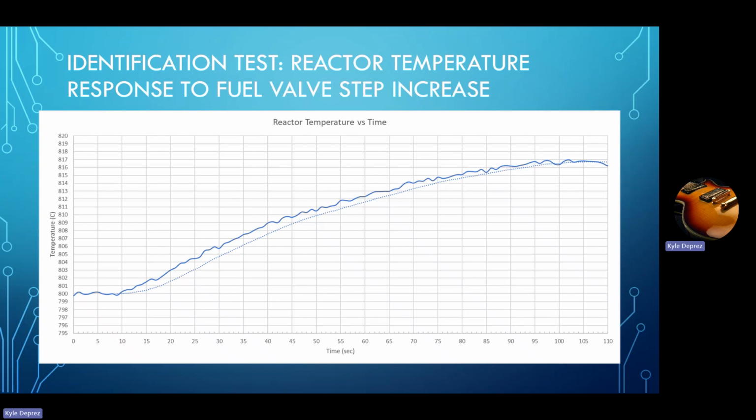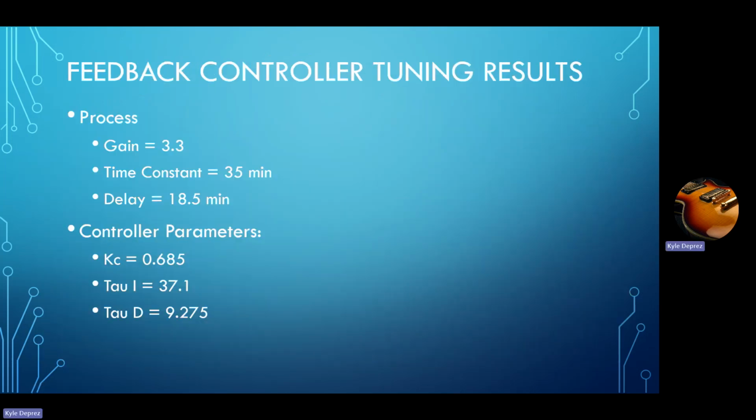To do this, we performed an identification test by increasing the fuel valve position and seeing how the reactor temperature responded. By doing so, we were able to obtain a first order plus delay time model for the reactor temperature response with a gain of 3.3, a time constant of 35 minutes, and a delay of 18.5 minutes. Using this model, we obtained controller tuning parameters of a gain of 0.685, an integral time constant of 37.1, and a derivative time constant of 9.275.